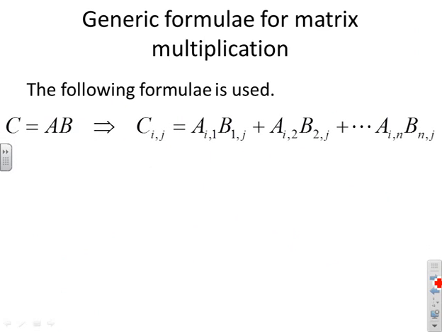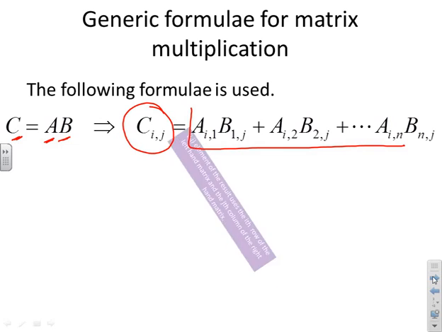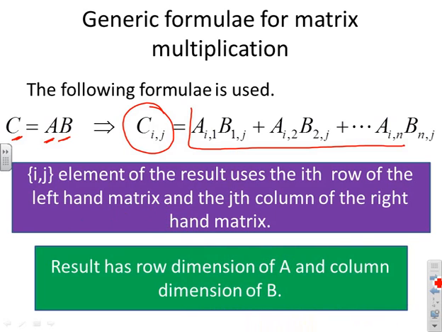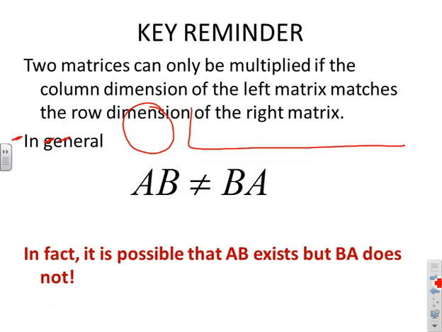What we told you in the previous video is if C was given by matrix A times matrix B, then the coefficients of C, so C_ij, are given by this formula here, where you'll notice you take the ith row of A and the jth column of B. So the ij element of the result uses the ith row of the left-hand matrix and the jth column of the right-hand matrix. The result, that is the matrix C, has got a row dimension of A and a column dimension of B. So that was in the previous video.